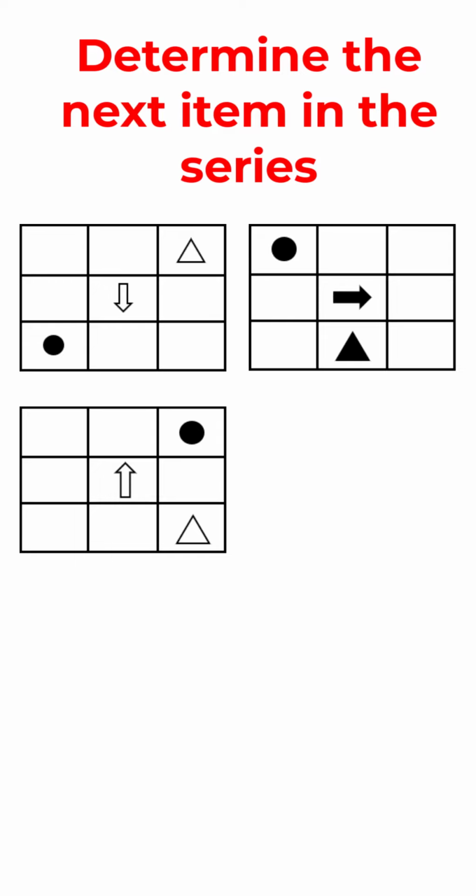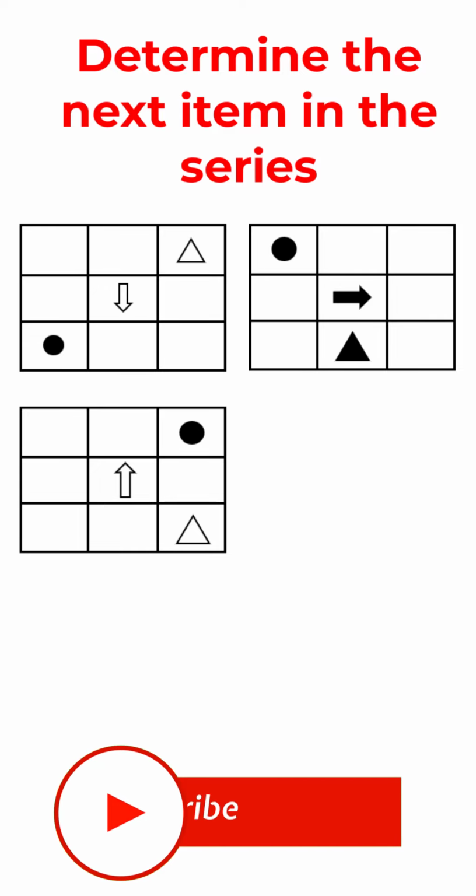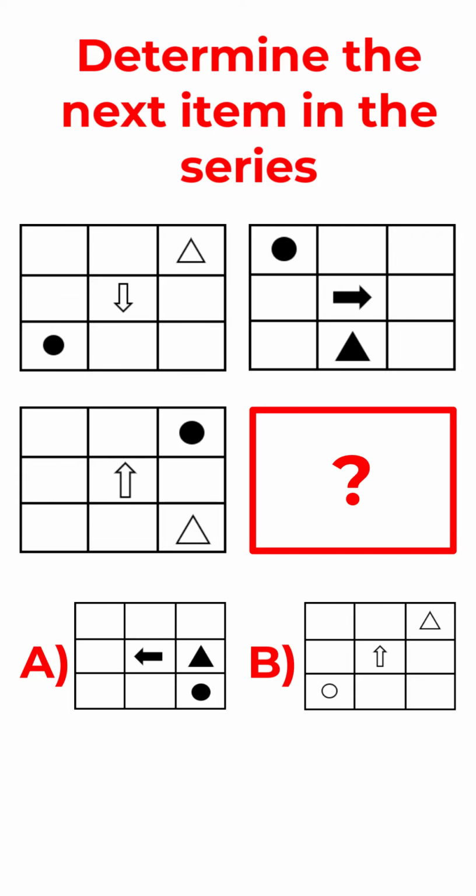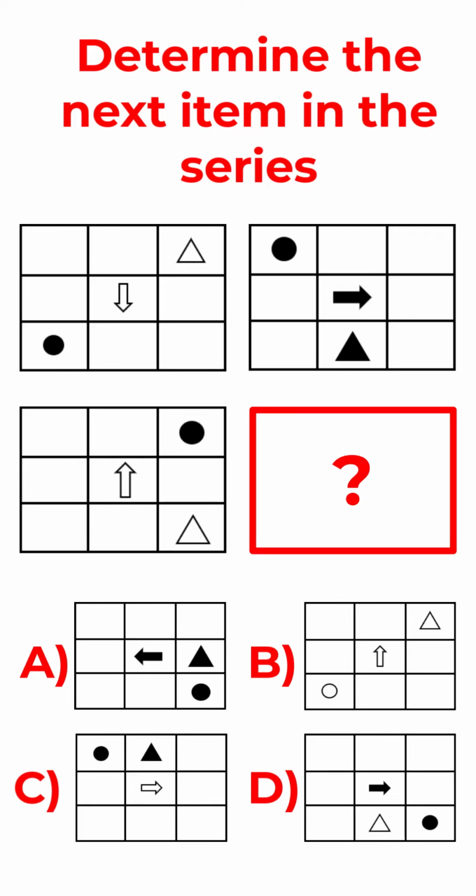You are presented with a series of 3x3 matrices. Each matrix has a circle, arrow, and triangle inside. And your goal is to determine matrix number 4 in the series. You're presented with 4 different choices: choice A, B, C, and D. Take a close look and see if you can determine the pattern.